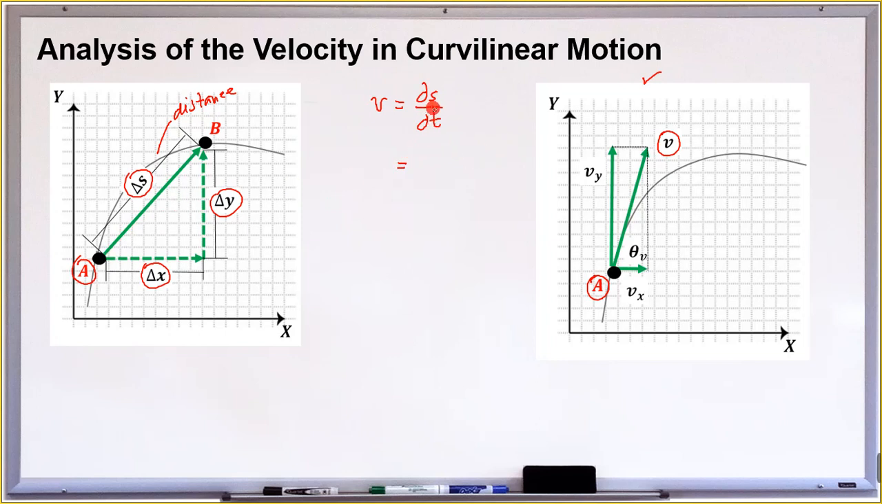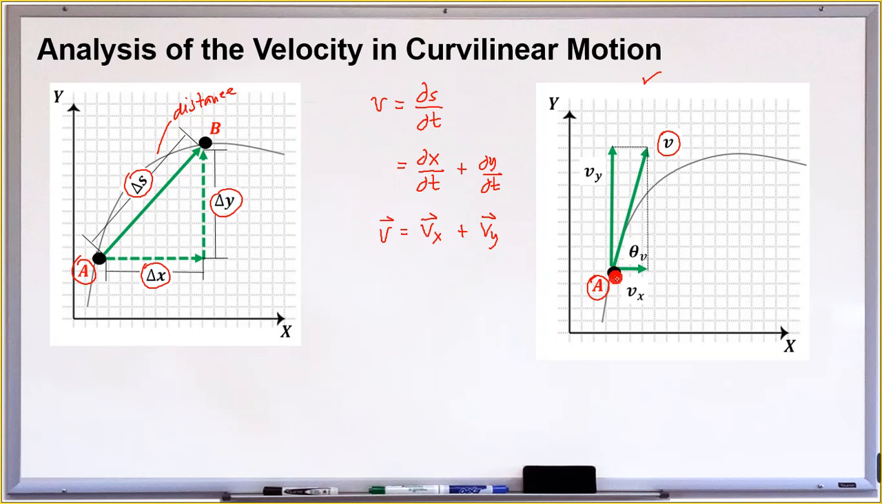Now the displacement can be expressed as the vector sum of its components along x and y. So we can say that that is dx over dt plus dy over dt. This one represents the velocity along x and along y. Therefore, this one is vx plus this one is vy. We can put an arrow at the top to represent that as a vector.